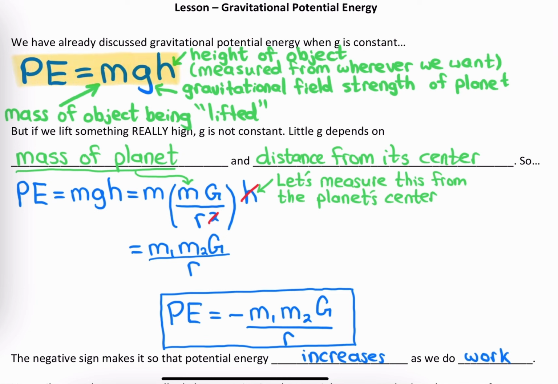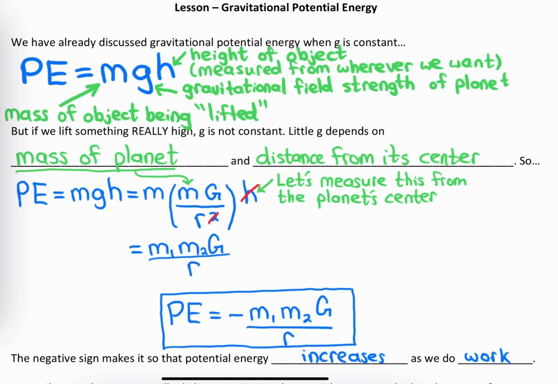Remember I said how we could measure that h from anywhere we wanted? From the floor, from the ground, from sea level. One of the places we could have measured h from, if you're holding an object out in front of you, is from the ceiling above you. So that object, although maybe it's 1 meter above the floor, it might be negative 2 meters above the ceiling.